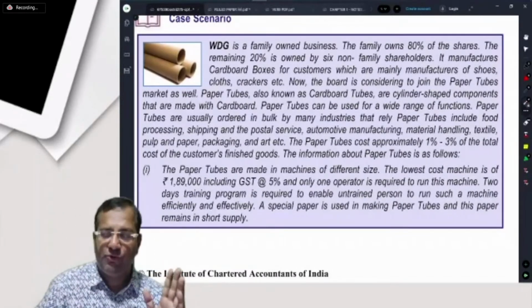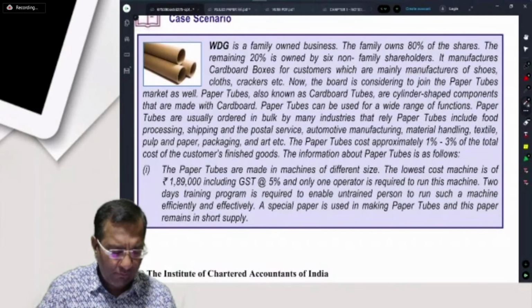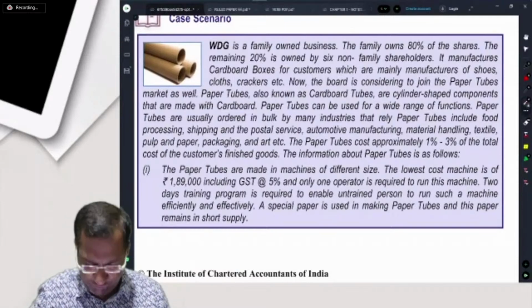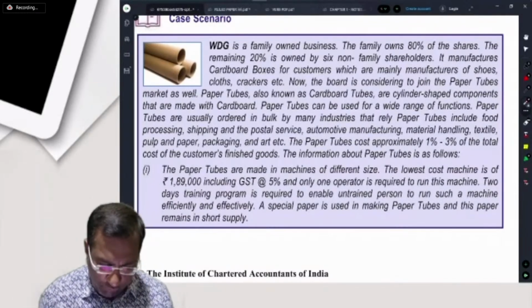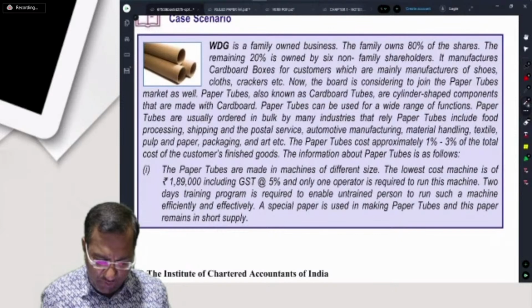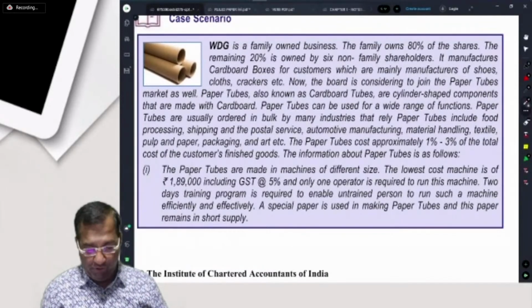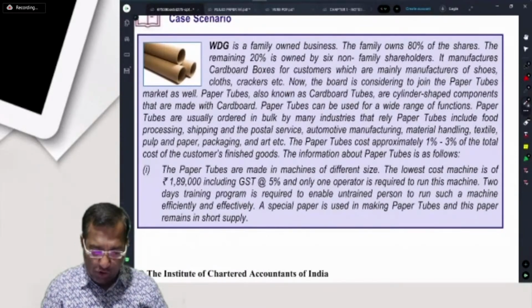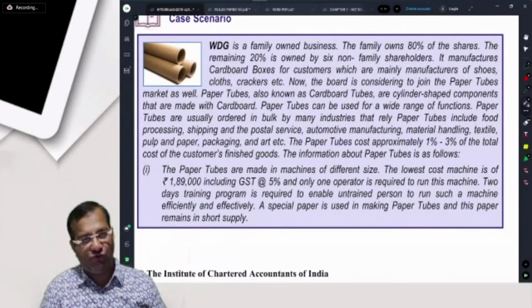So the client name is WDG. The majority of the holding is family owned, while there are some shareholders who are not related to the family, 20% of shares percentage-wise. We currently manufacture cardboard boxes for customers, who are mainly manufacturers of shoes, cloth, and crackers. So the current product of our company WDG is cardboard boxes. Customers require the boxes for packaging, so we sell the cardboard boxes to them.